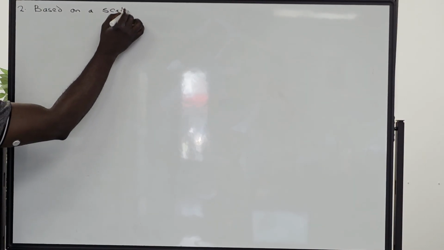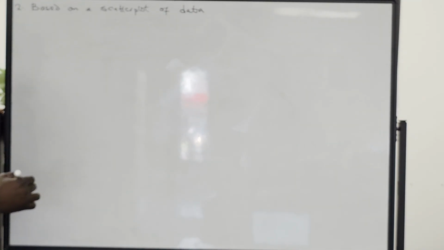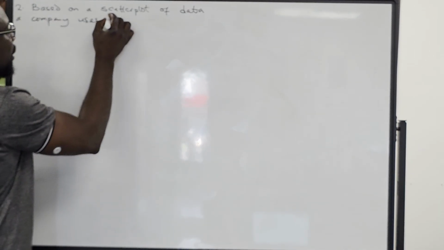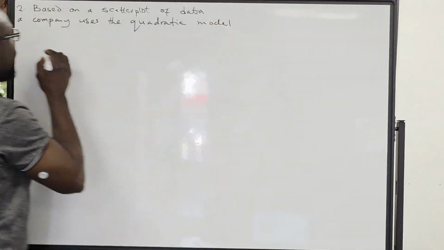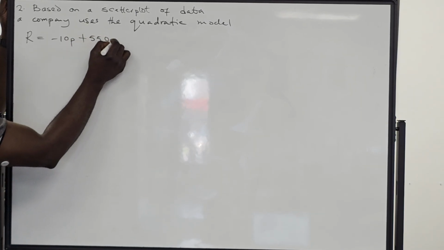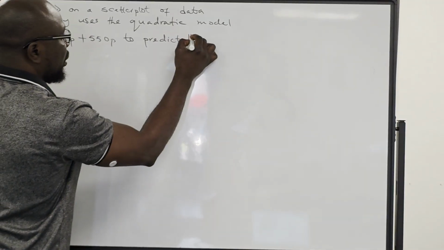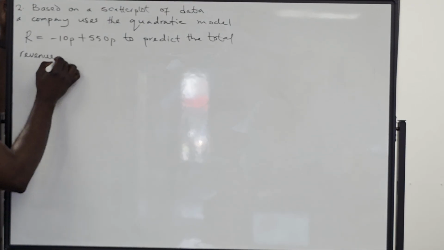Question 2 says, based on a scatter plot of data, a company uses the quadratic model R is equal to minus 10p squared plus 550p to predict the total revenue R in dollars, right?